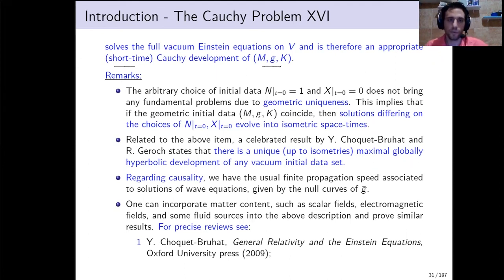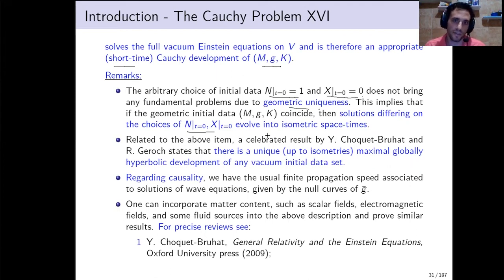Okay, there are a few remarks that are interesting to make at this point. The first one is that this choice here, although arbitrary, doesn't pose any fundamental problems due to something that is called geometric uniqueness. That basically says that if we have two initial data sets that only differ by our choices on the initial data for the lapse and the shift, then these initial data sets evolve into isometric spacetimes. So we have geometric uniqueness.